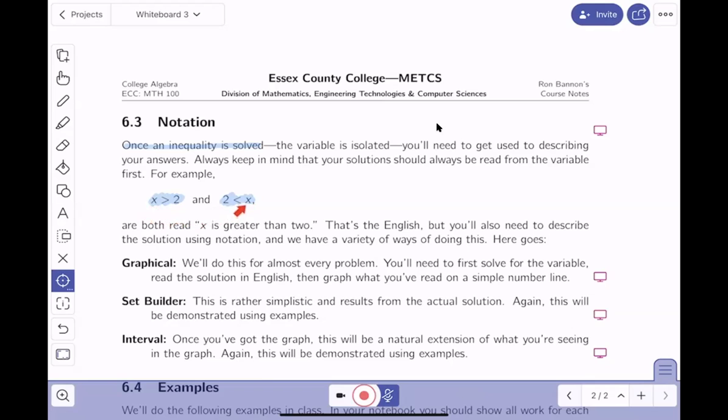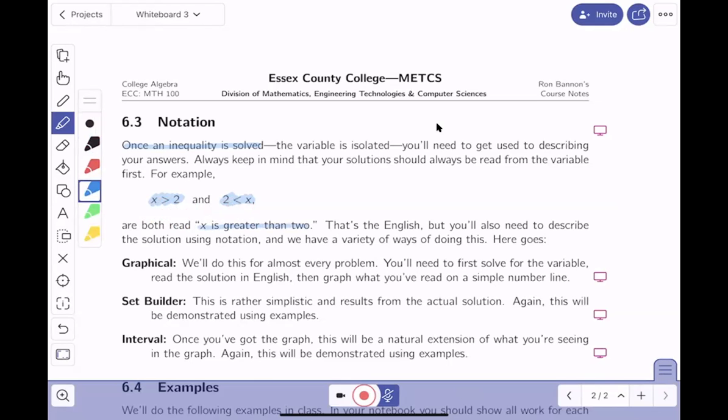Now, if you read this one, what does it say? X is, it's opening, greater than 2. What does this one say? X is, it's opening, greater than 2. You should know these symbols, by the way. All right. So what is those? Both of those, they're both the same. It's read as x is greater than 2. They both say the same thing.